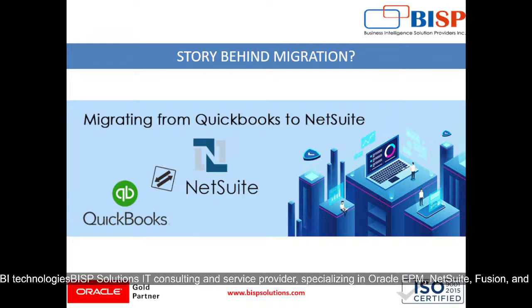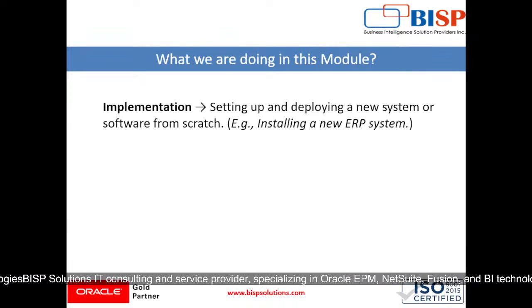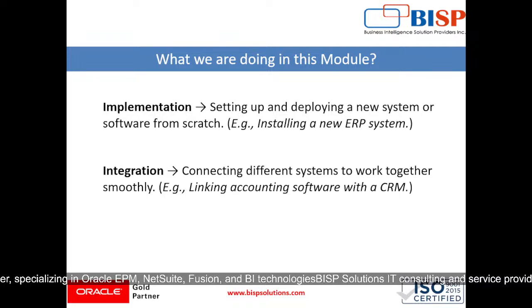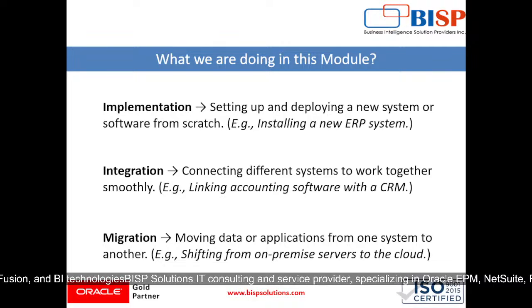So what we are doing in this module: first we will be implementing, which means setting up and deploying a new system or software from scratch, for example installing a new ERP system. Then we are going to integrate, which means connecting different systems to work together smoothly, for example linking accounting software with a CRM. Then migration, moving data or applications from one system to another, for example shifting from on-premise servers to the cloud, as NetSuite is a cloud-based service.